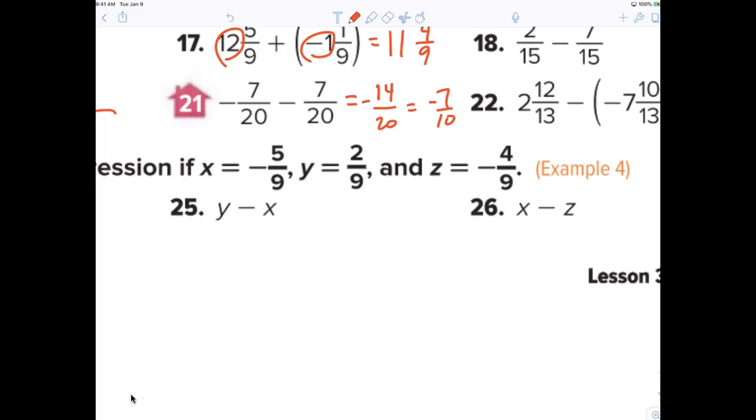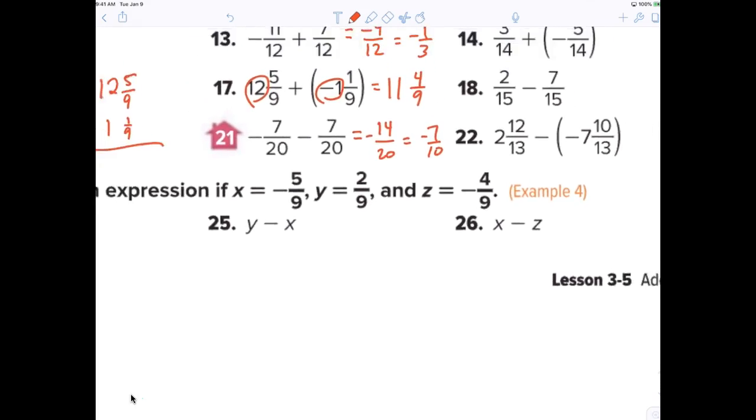You owe 7, and you owe 7, which means you owe what? 14. Beautiful. Do they have any issues with that? I always look at 14 over 20, I'm like, that's not what I got. And you simplify it. Always simplify. Did somebody have a question?